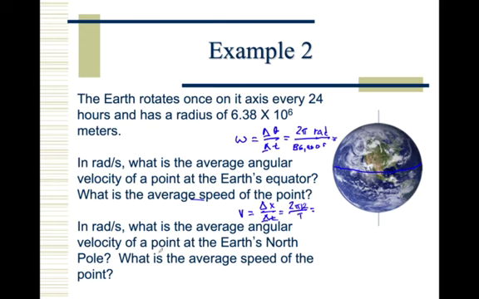Here's the interesting point. What about at the North Pole? If you're at the North Pole, you still rotate once per day. So your angular velocity is the same as it was before up here. It's still 2 pi radians over 86,400 seconds.